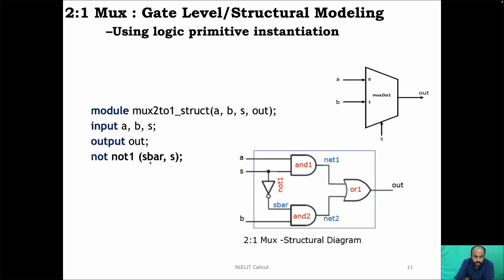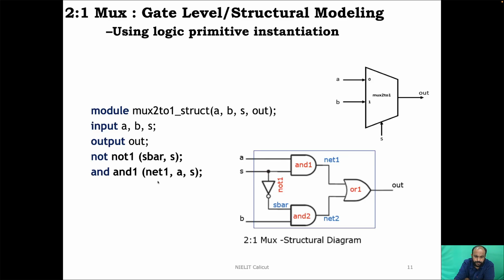So not1, then I am writing Sbar comma S. The meaning of this is, whatever value appears at S will reach Sbar as the inverted version of it. Whenever you are instantiating a logic primitive, the output port is what you write first, followed by the input ports. In this case, there is only one input. For certain gates, there can be multiple inputs. Okay, so I have accomplished this particular NOT gate now.